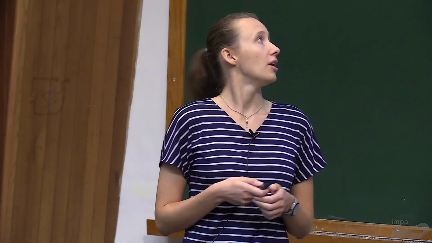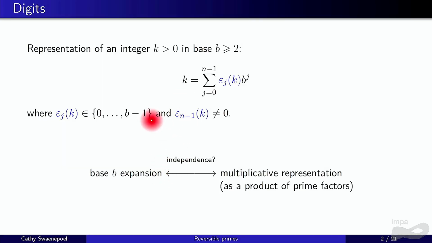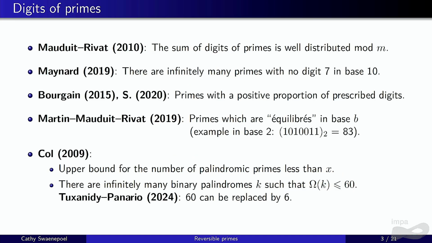On the one hand, we can represent an integer by its digits in a given base. And on the other hand, we also have its multiplicative representation as a product of prime factors. The study between these two representations, also the study of their independence, leads to many interesting and challenging problems. One way to study this independence is to study the digits of some interesting integers, such as prime numbers. The digits of primes have attracted a great interest, especially over the last 2 decades.